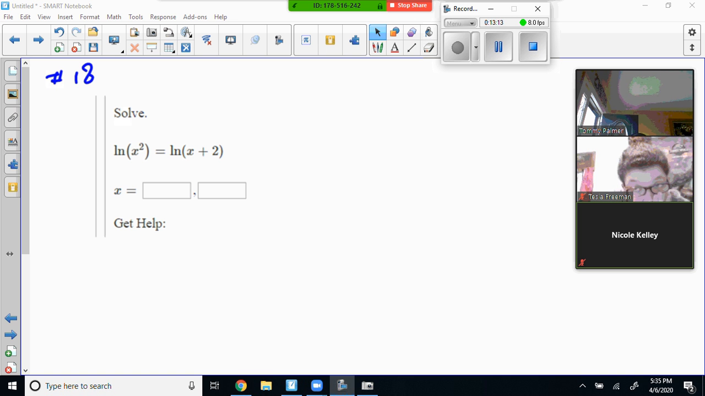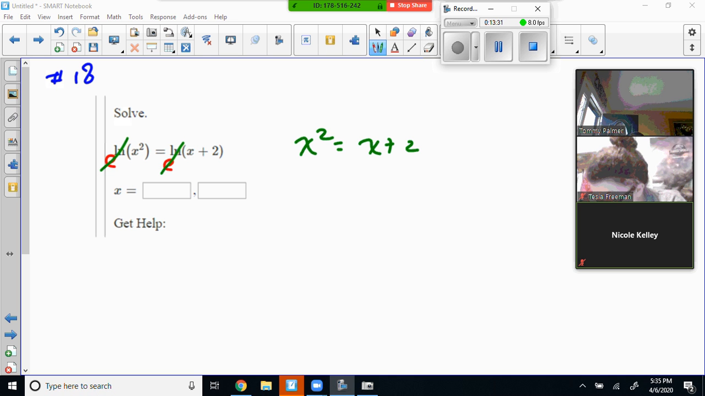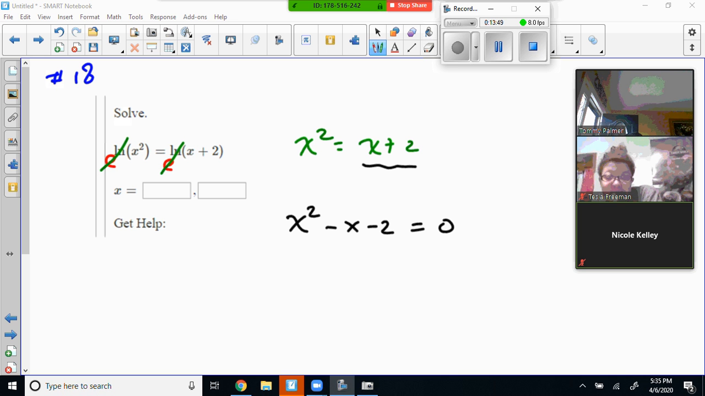You've got natural log of x squared equals natural log of x plus 2, right? Well, guys, how do you get rid of a natural log? You just make it be the power of e. So what happens is these cancel, and what you get is this: x squared is equal to x plus 2. And ladies and gentlemen, you take these things over to the right-hand side. In doing so, you subtract the x, which would give you negative x. You subtract the 2, and it'd give you the negative 2, and that would be set equal to 0, right?